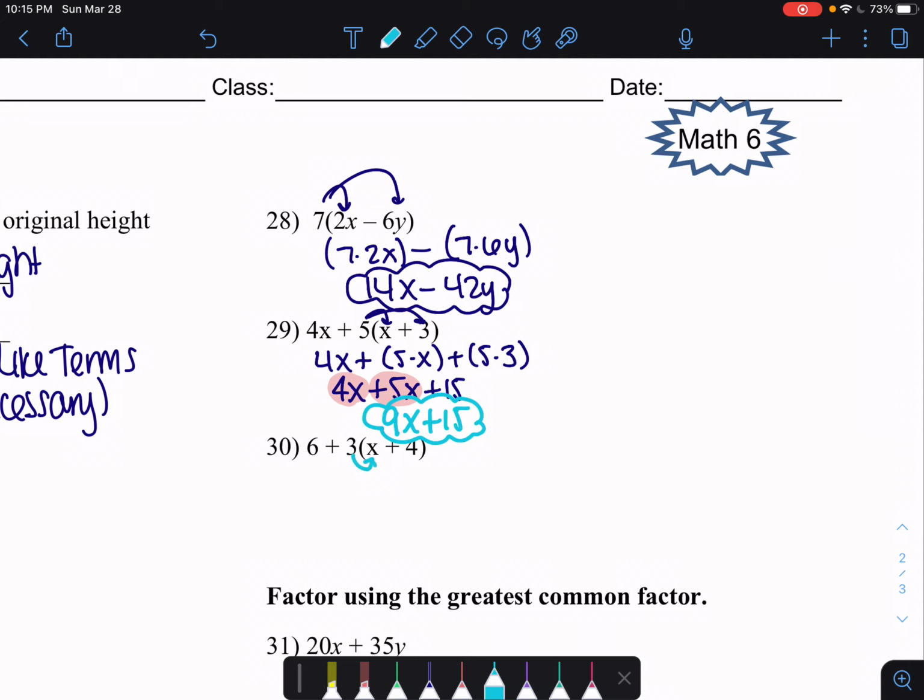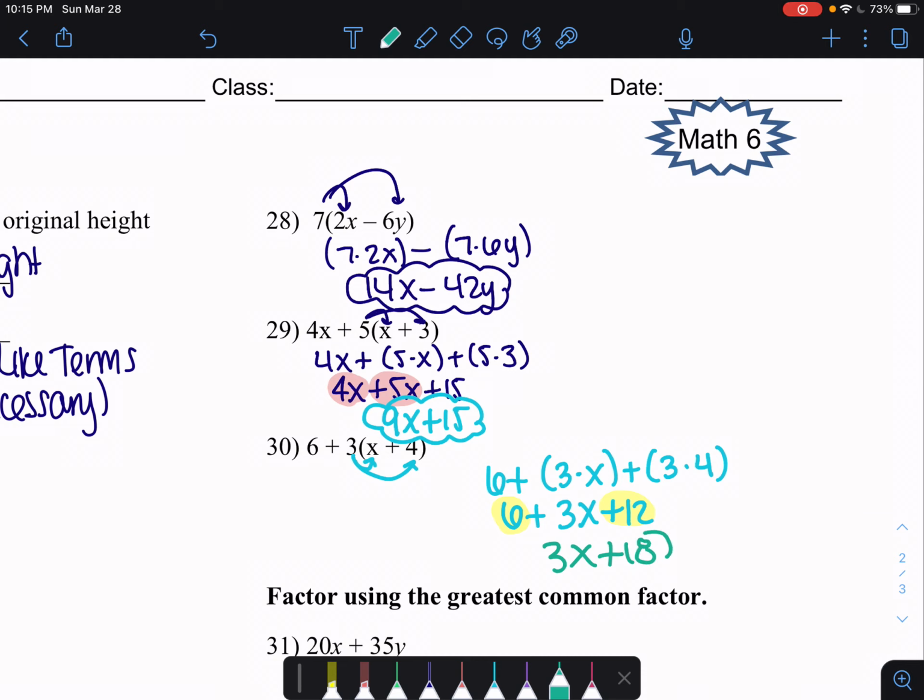For number 30, I'm going to distribute first, then combine like terms. So 6 plus 3 times x plus 3 times 4. So 6 plus 3x plus 12. And then I can combine 6 and 12. So I get 3x plus 18.